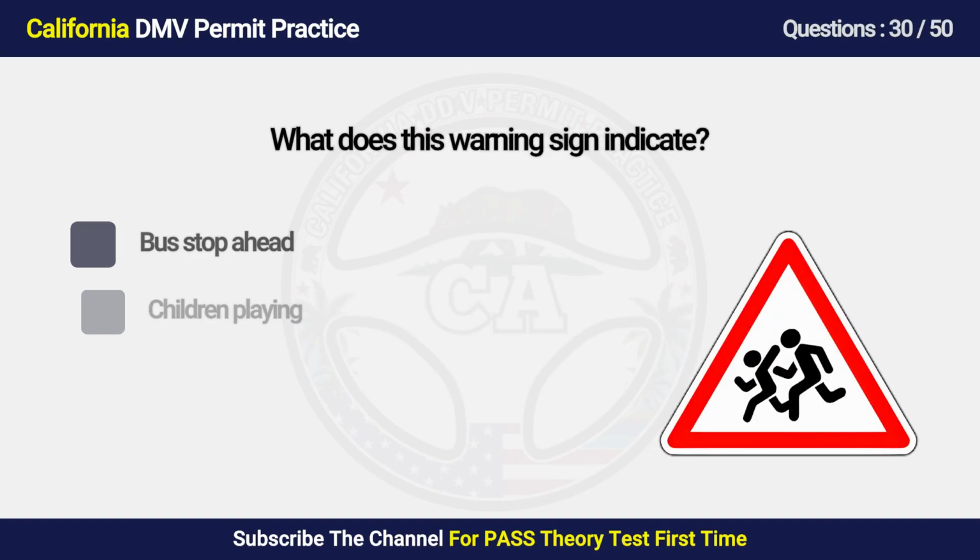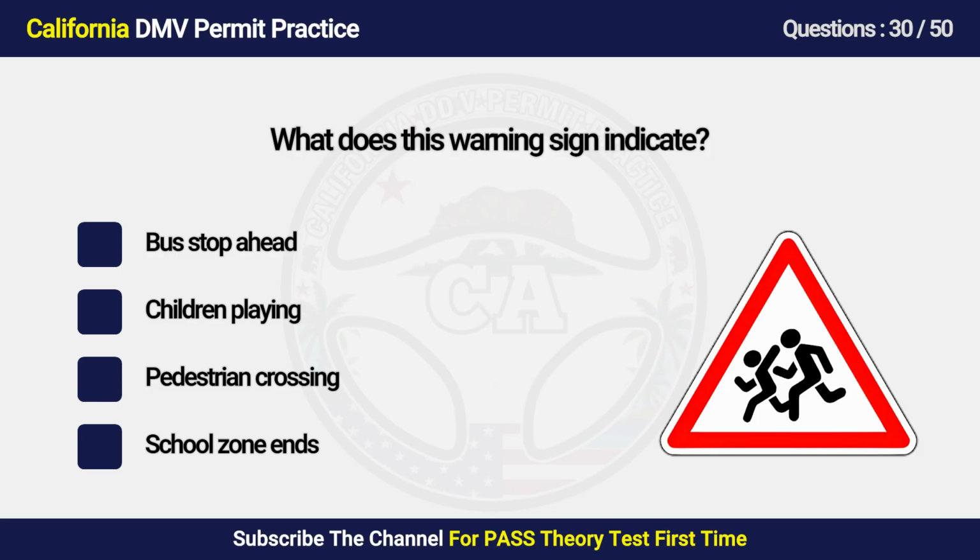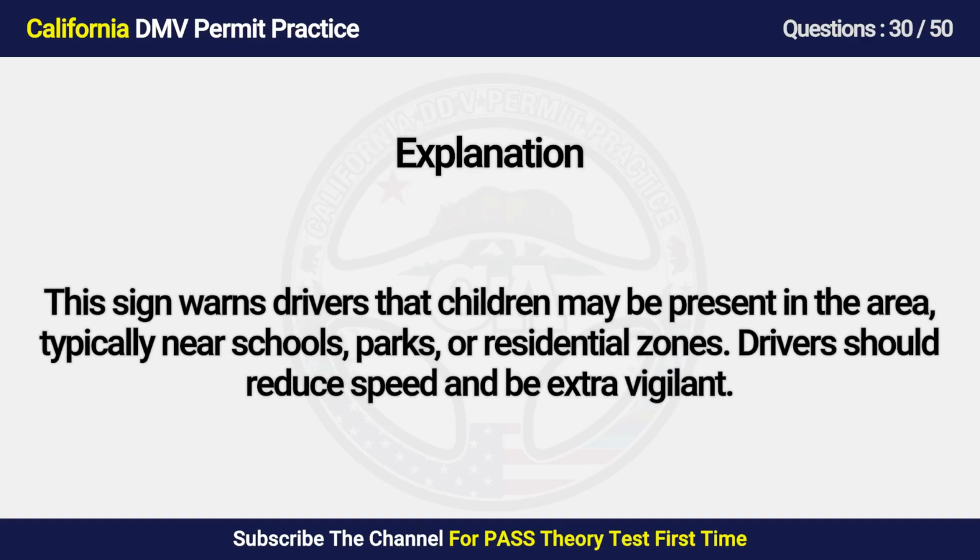Question 30. What does this warning sign indicate? A, bus stop ahead. B, children playing. C, pedestrian crossing. D, school zone ends. Answer is B, children playing. This sign warns drivers that children may be present in the area, typically near schools, parks, or residential zones. Drivers should reduce speed and be extra vigilant.